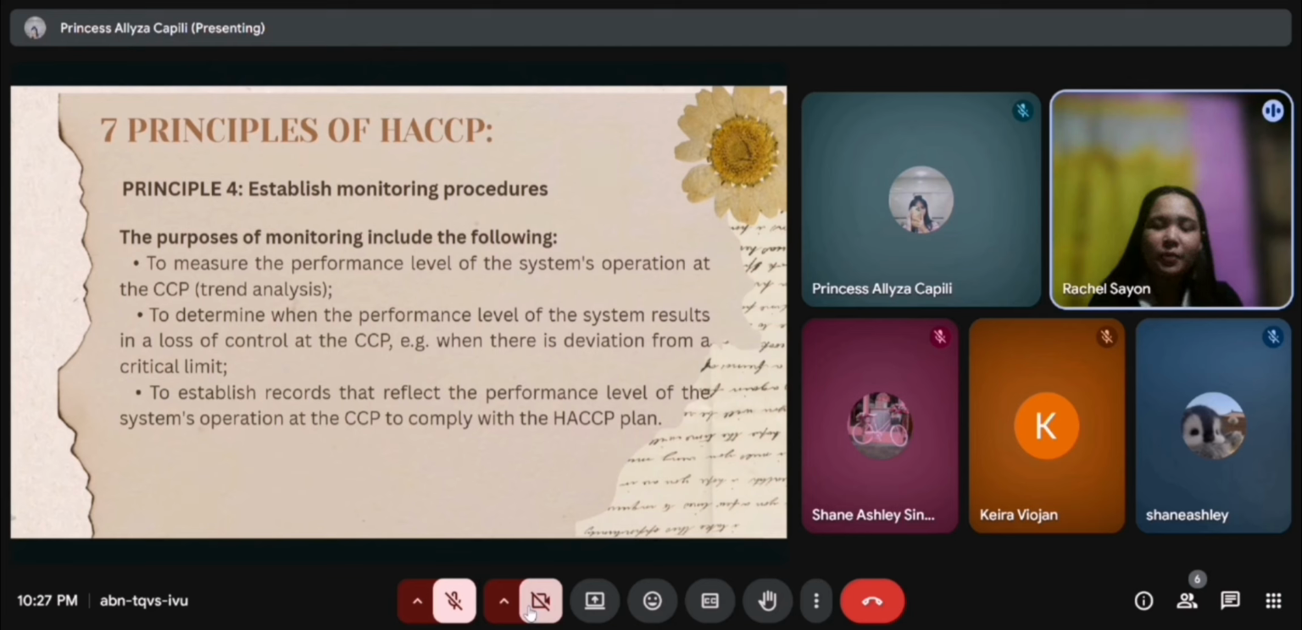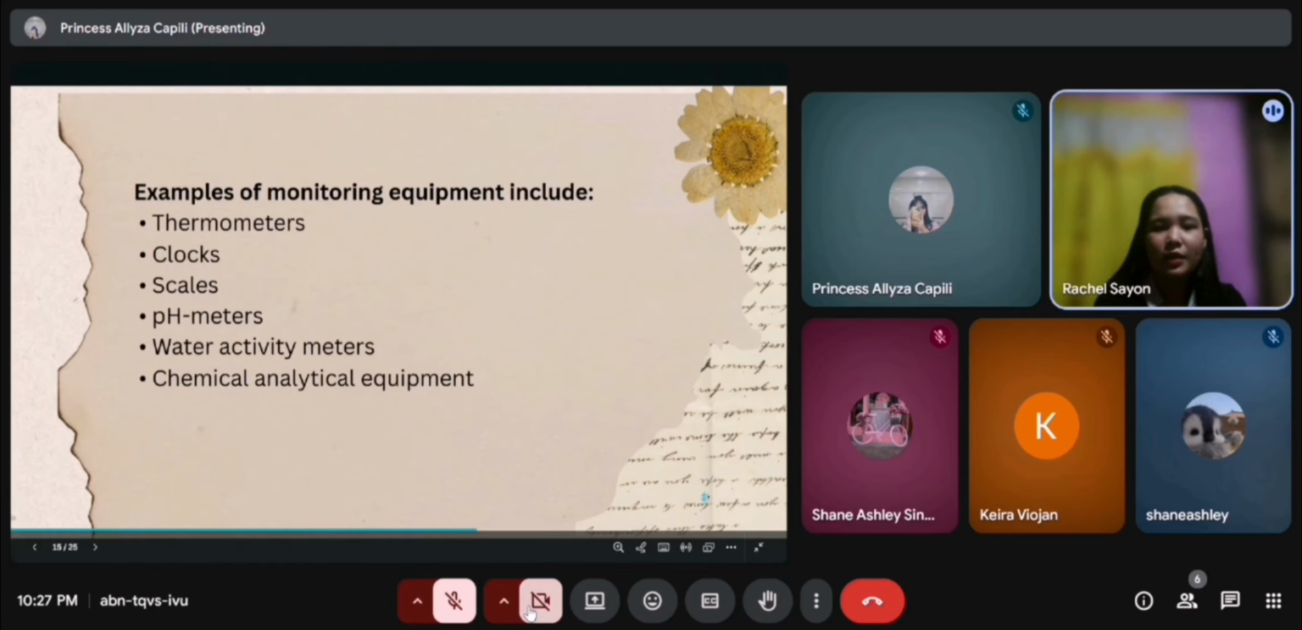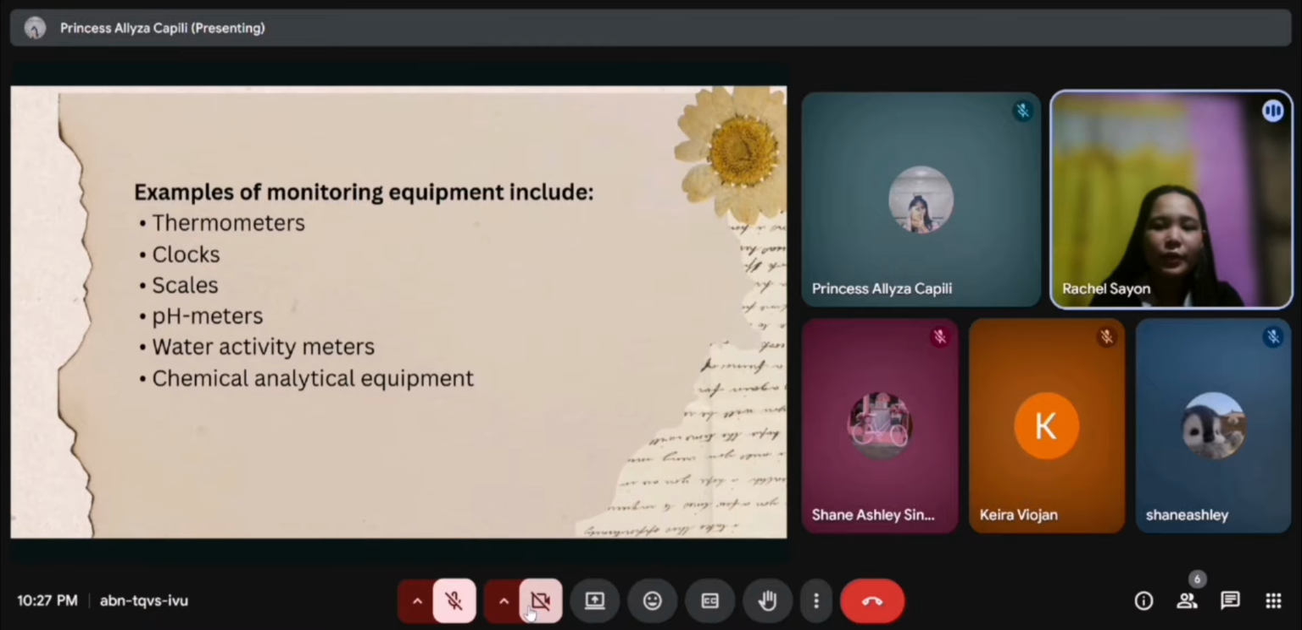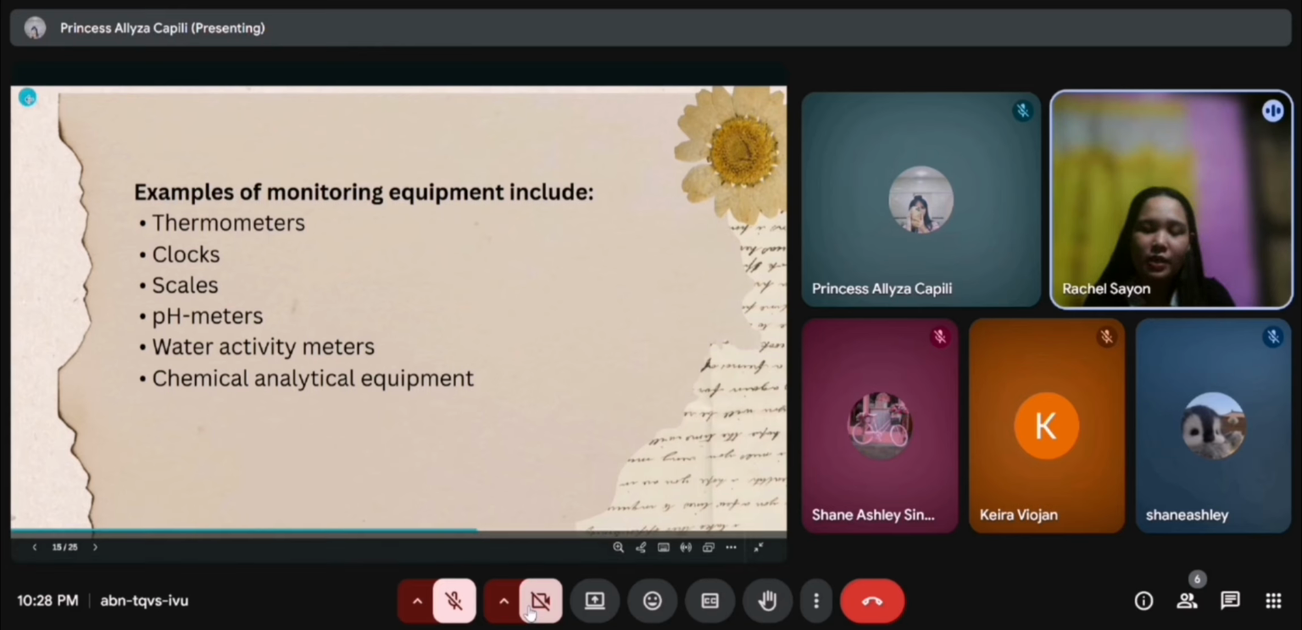Scales. Scales are used to monitor ingredient quantities and chemical concentrations to prevent overuse or underuse that could cause safety issues. pH meters. pH meters are used to monitor the acidity level of foods to control microbial growth, especially in fermented or acidified foods. Water activity meters. Water activity meters determine how much water is available for microbial growth. Lower water activity limits the growth of bacteria, yeast, and mold.